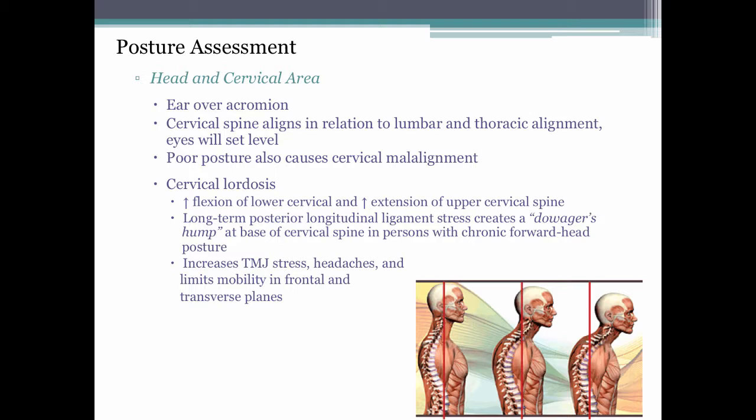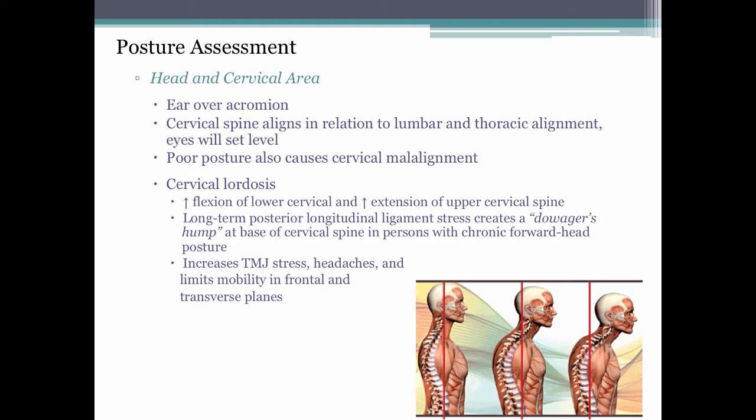So now let's talk about the head and the cervical spine. We want the ear over the acromion. The cervical spine aligns in relation to the lumbar and thoracic alignment because the eyes will set level. If you have proper positioning of the lumbar spine, that'll bring your thoracic spine in line. And then because of the position of the head and keeping the eyes level, you will have better spinal alignment in the cervical spine. So poor posture will lead to cervical malalignment.